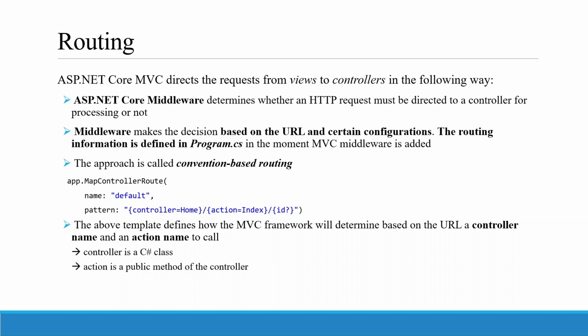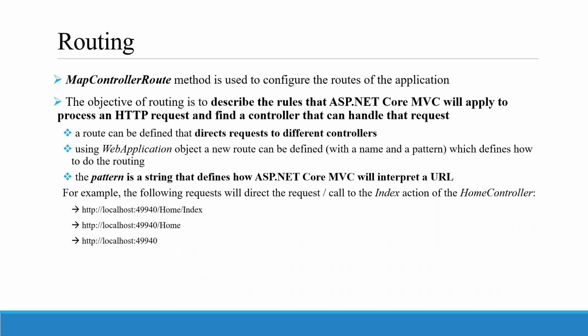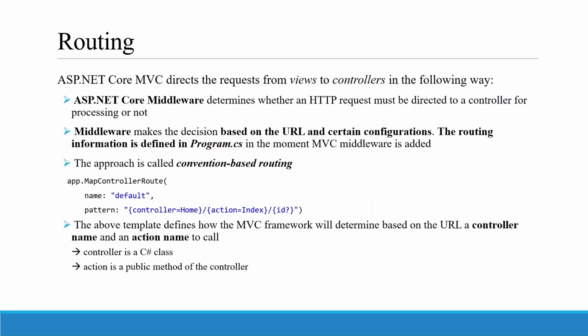Also, we have controller equals Home and action equals Index. Those are default values. In case we do not specify a value for the controller, by default the request will be directed to the Home controller. Also, in case we do not specify a name for the action, the request will be directed to the Index action from the Home controller. The MapControllerRoute method is used to configure the routes of the application, and we saw here how we can define a default route.